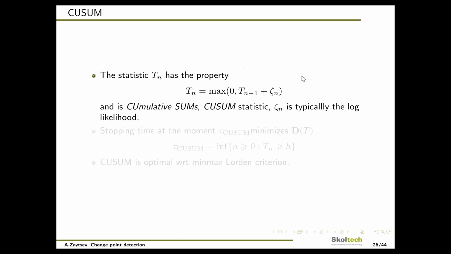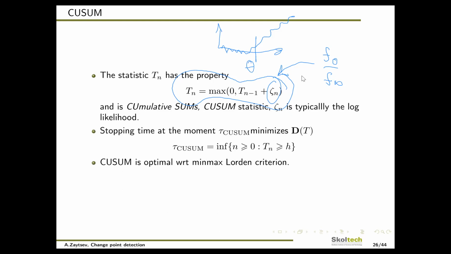And let's define CUSUM, or the cumulative sums statistic. In this case, we say that our statistic has the following property. We have it as a maximum of 0 and T n minus 1 plus the log likelihood ratio for our data, the ratio of the likelihoods for our densities f theta and f infinity. And we say, okay, our statistic would be larger if f 0 is larger than f infinity, and we can put it here and say that our statistic would behave like this, with this moment being the change point. And we define the stopping time as usual. We say that when this CUSUM statistic is larger than a threshold, we say, okay, we have a change point.